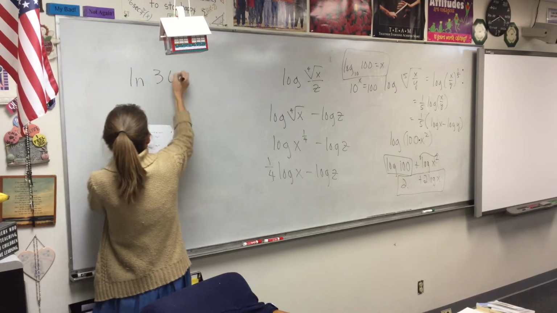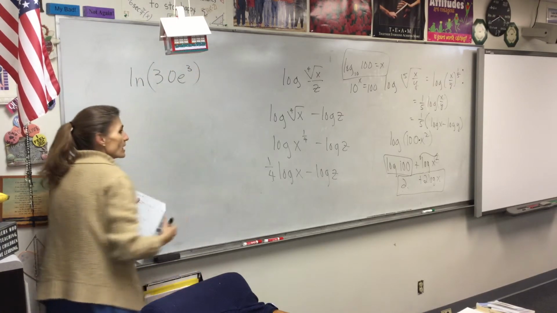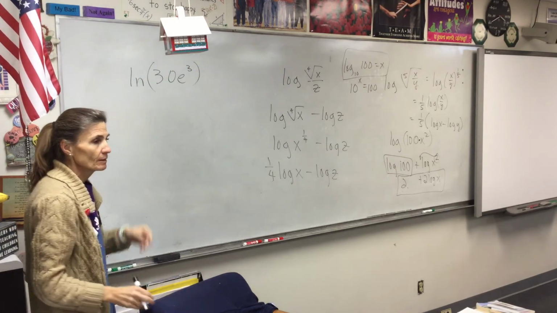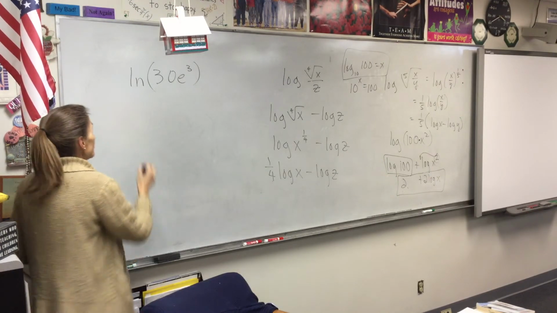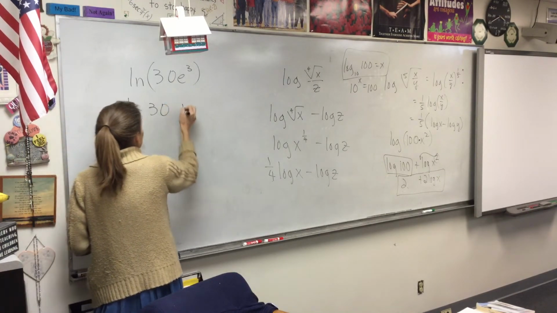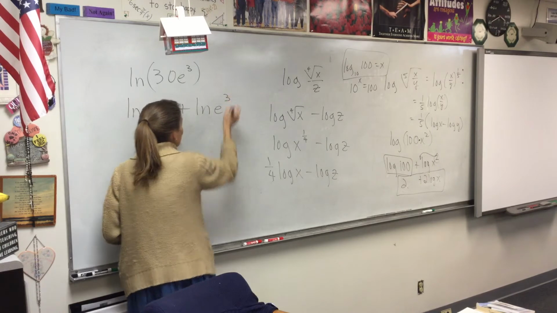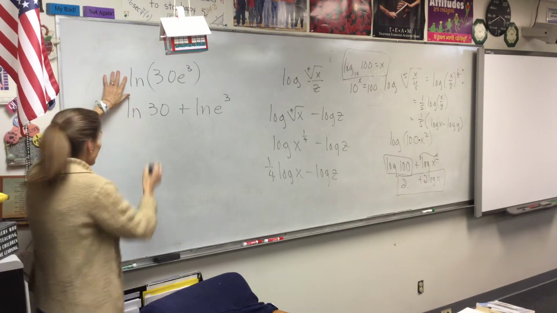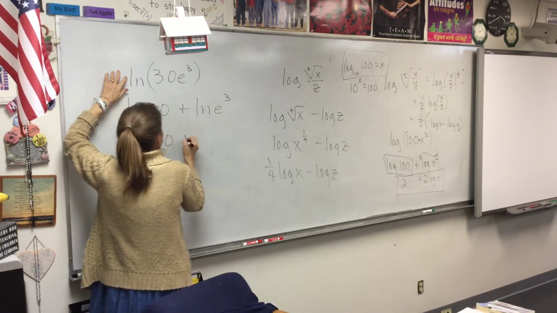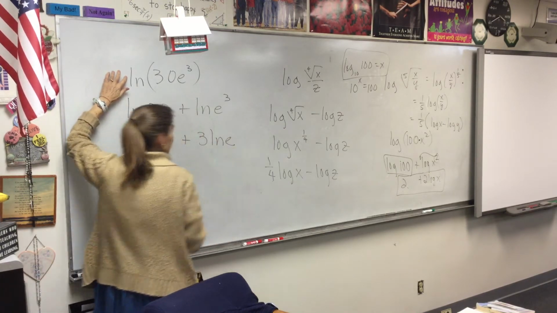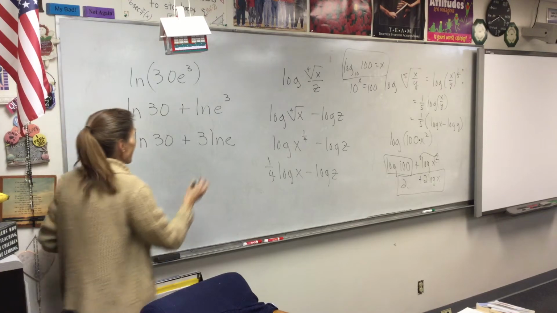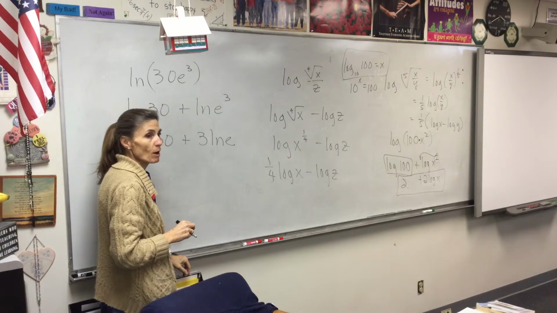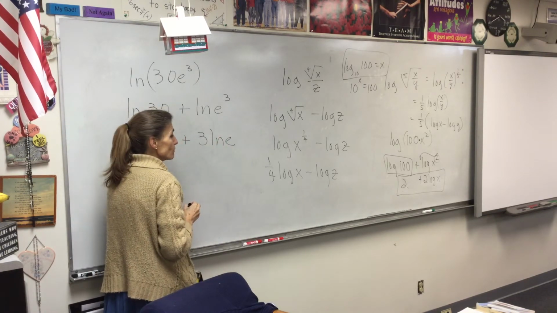Ellen, 30 e cubed. Here we go. Last one. Going to split it apart. ln 30 plus ln e cubed. So ln 30 plus 3 ln e. Now, again, this is the A student problem. This is one for all those of you who want A's.